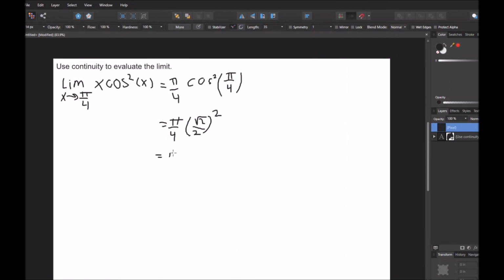So then when I square that, square root of 2 squared is just 2, and 2 squared is 4. So I'm left with 2/4, which, if we simplify, is the same thing as 1/2. So I have pi over 4 times 1/2, which is pi over 8. So that would be my answer for that one.